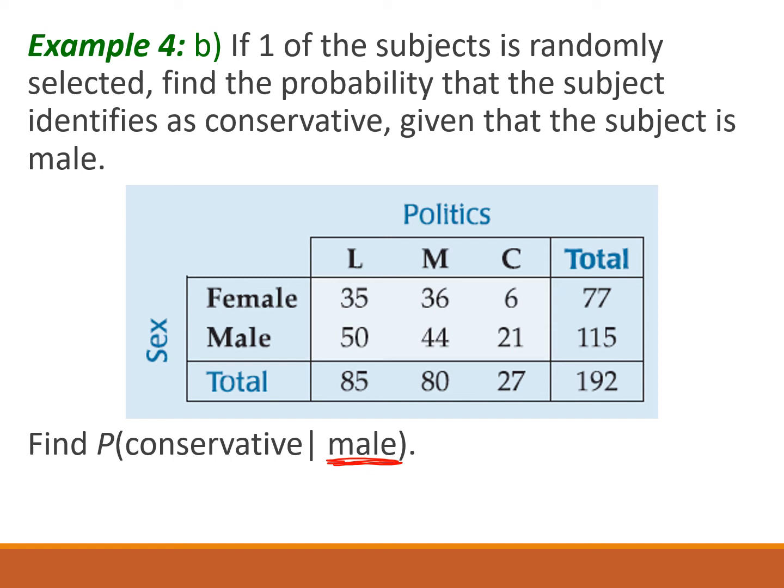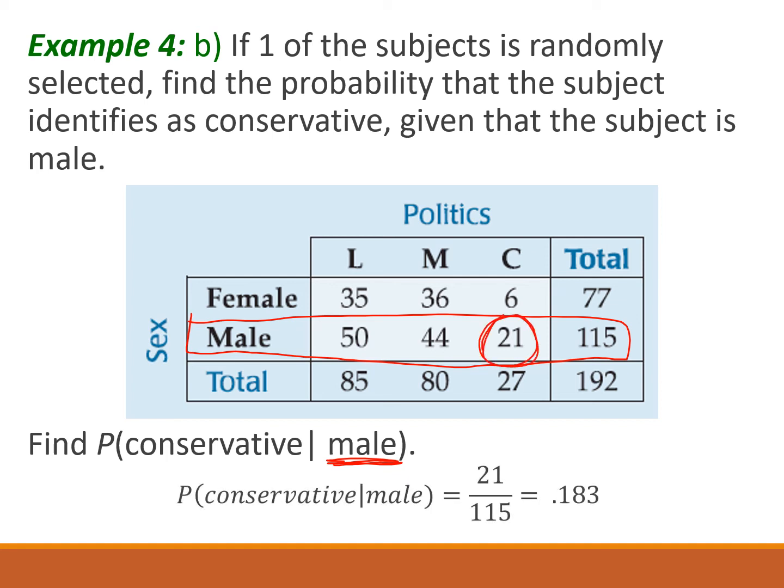Okay, so this is telling us we know that the student is male. We want to look at this row here, only the males. So we can see there's 115 males. That's going to be the denominator of a fraction. What's the probability that this randomly selected student is a conservative? Well, there are 21 of those 115 students that are male, 0.183.